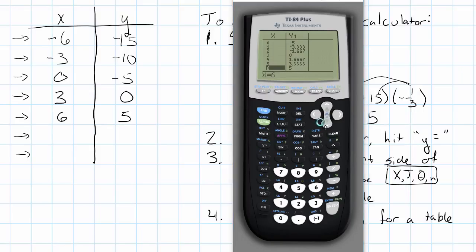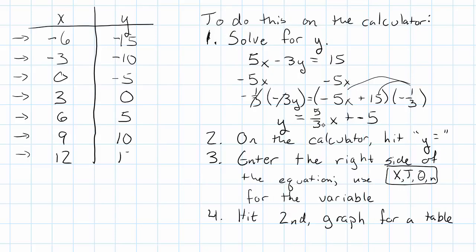And then x is 9, y is 10. And then maybe I'm seeing a pattern here. X is 12, y is 15. If we ever want a large table of values like this, we can always use the calculator to generate a table by first solving for y.